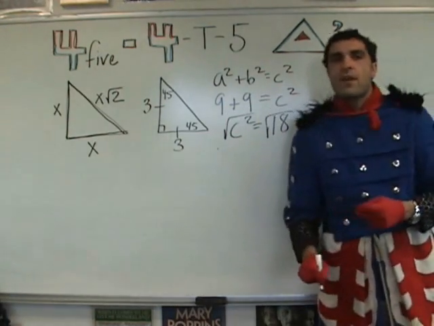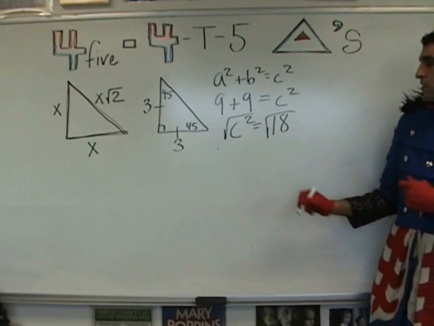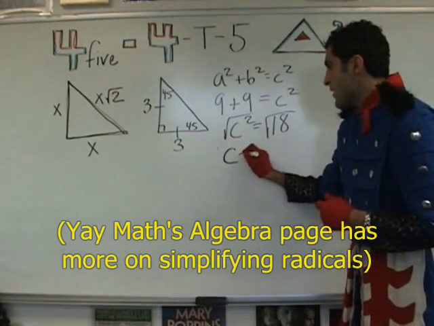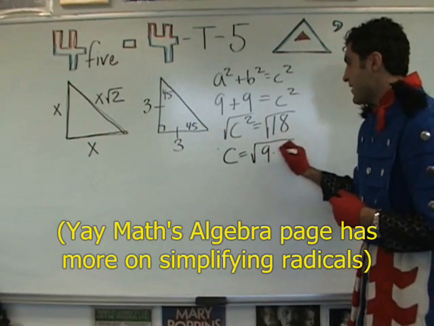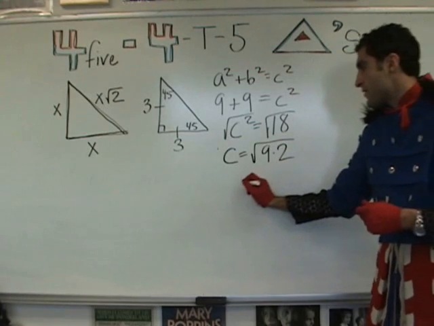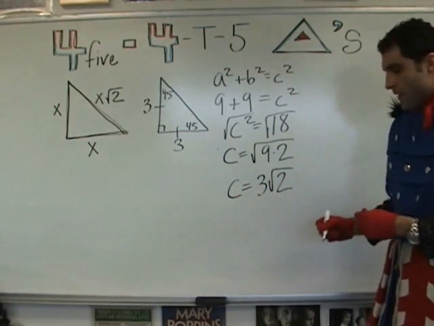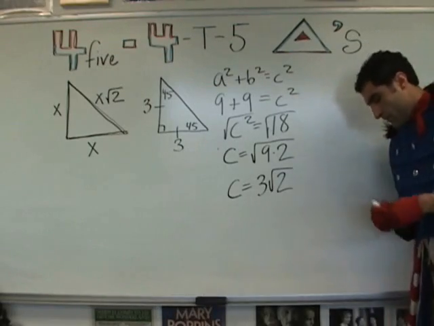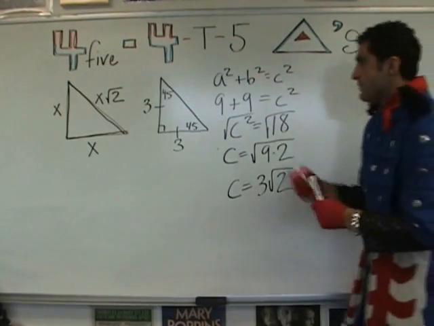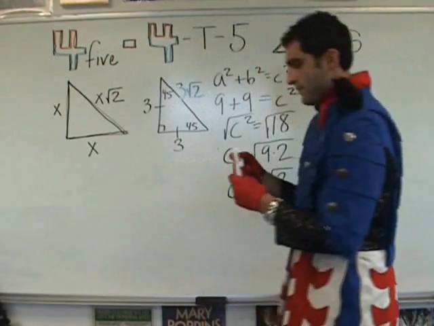Is 18 a perfect square? No. So you split it into two numbers in which one is a perfect square. In this case, 9 and 2. And c equals the square root of 9 times 2. So the square root of 9 is 3. Very good. 3 square root of 2. Okay, so we can put that in: 3 square root 2.